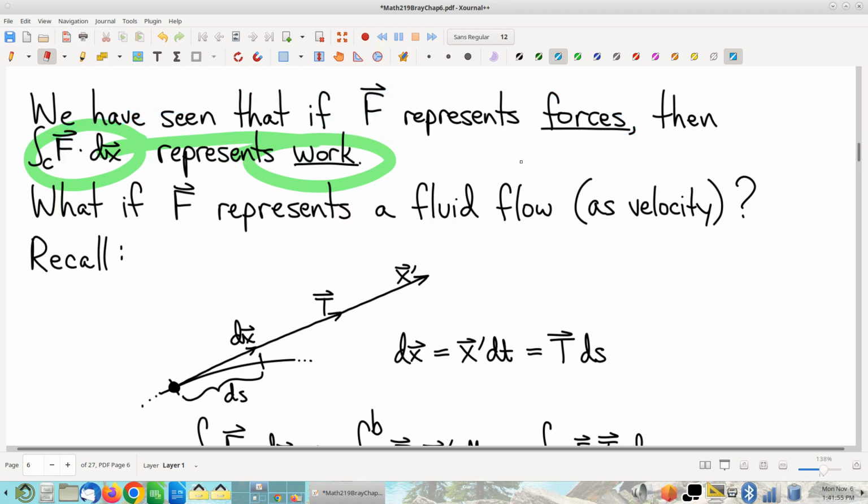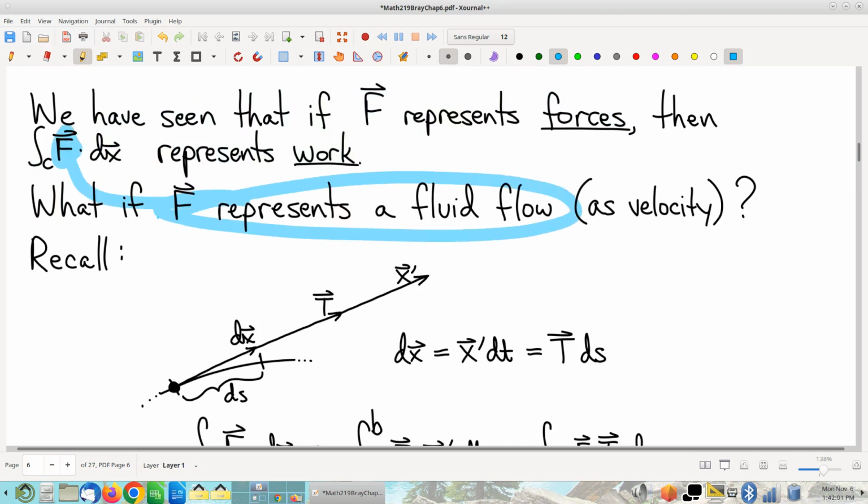Okay, so here's the thing. What would happen if all of a sudden our vector field represents a fluid flow? What then would this mean? It's not going to be work, right? It's pretty clearly not work. Well, what does velocity dot displacement mean? It's not anything that we particularly recognize. So we're going to have to do some work, no pun intended, to figure out what this is actually talking about. In this context where a vector field represents a fluid flow, what do line integrals represent?